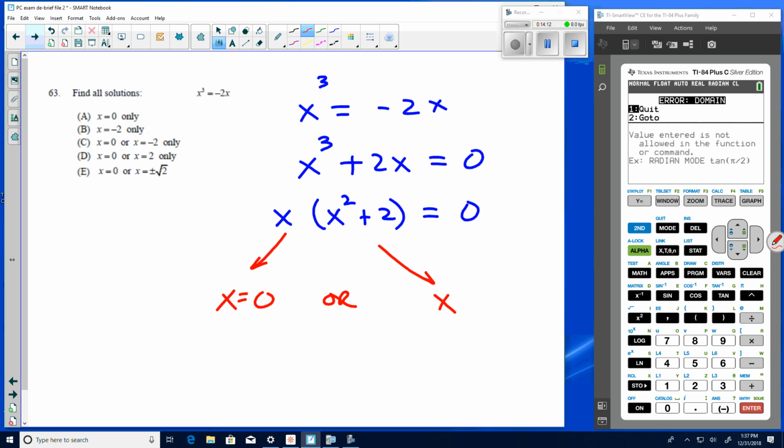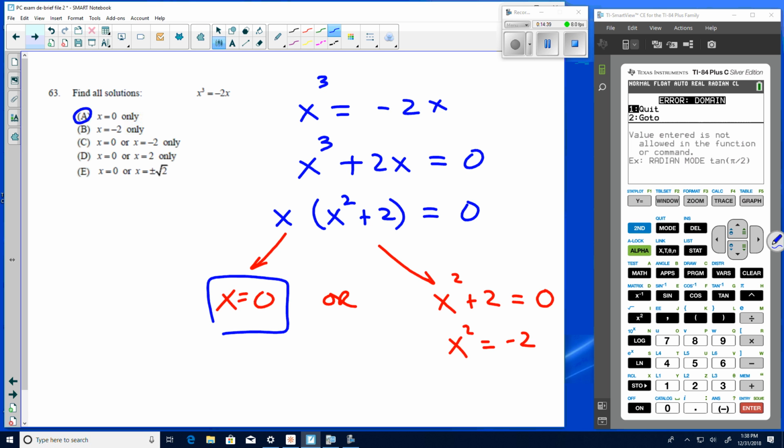Now on this side, x squared plus 2, if we try to make that equal to 0, that says x squared is negative 2, and we know that's non-real, right? That would be plus or minus the square root of 2 times i. So we're only dealing with real numbers here. So the only solution is, in fact, x is equal to 0. x is equal to 0.